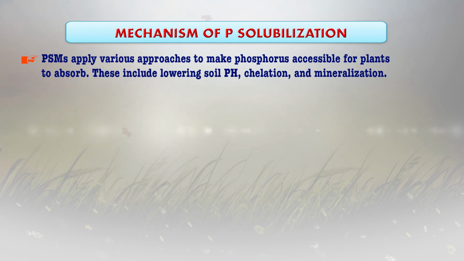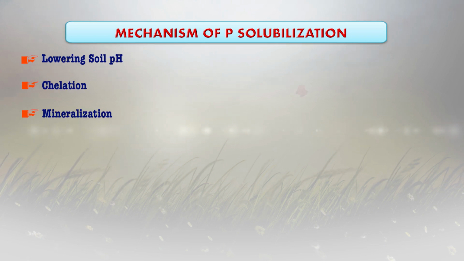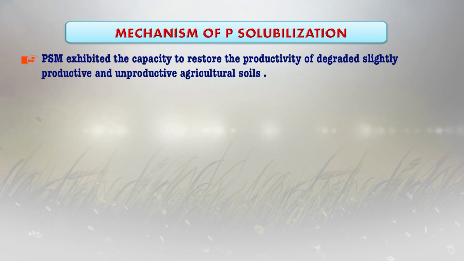If you look at the mechanism underlying this solubilization, there are so many approaches, because their main duty is making phosphorus accessible for plants to absorb. So they will lower the soil pH, and act through chelation as well as mineralization. The most important is lowering the soil pH, and PSM have also exhibited the capacity to restore the productivity of degraded, slightly productive and unproductive agricultural soils.